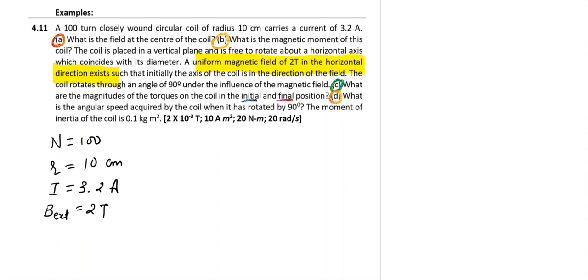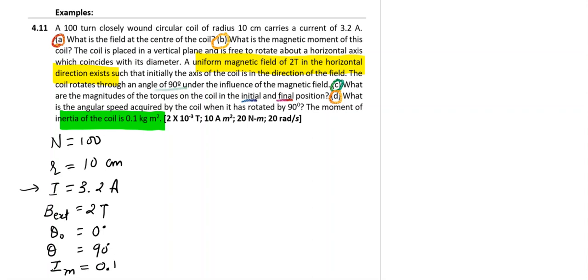And then the coil rotates through 90 degrees. So there are two angles. Initially, let it be theta 0, which is 0 degree. Finally, it is 90 degree. And one more quantity we are given is the moment of inertia of the coil. What is the symbol for moment of inertia? I. But here we are using I for current also. So let me label it as I_m, which is 0.1 kg meter square. So this is the data given.